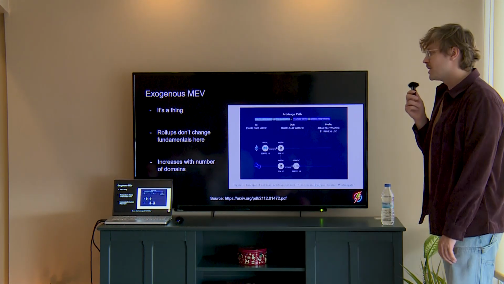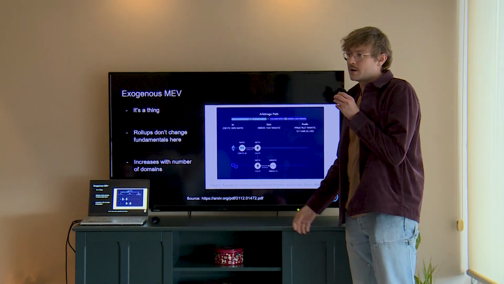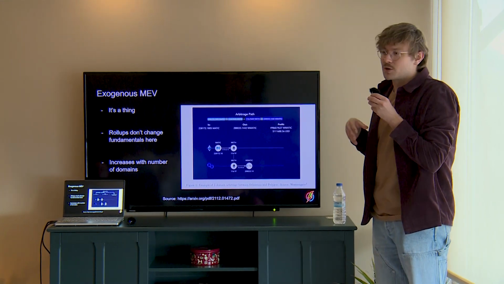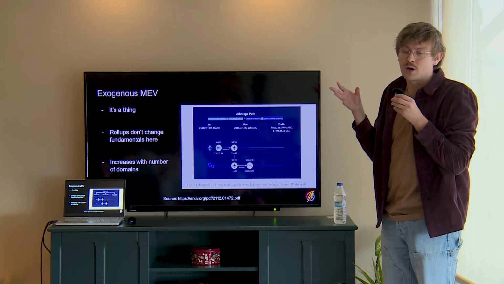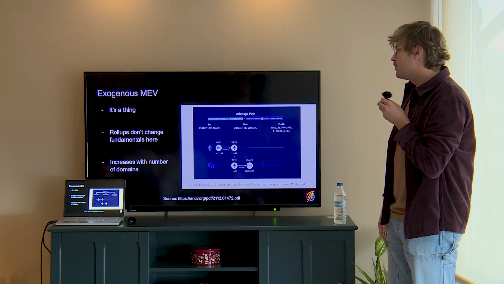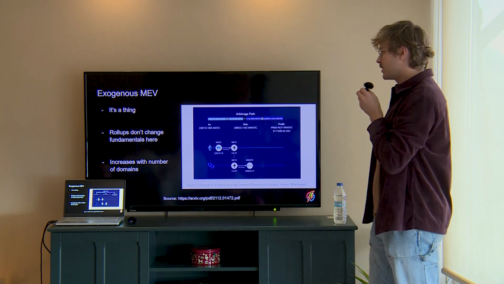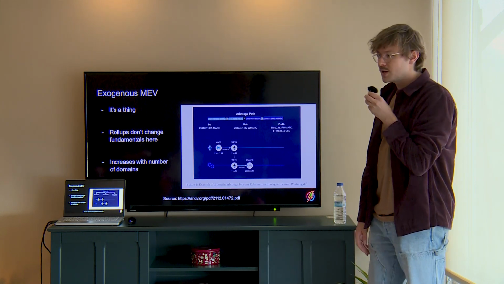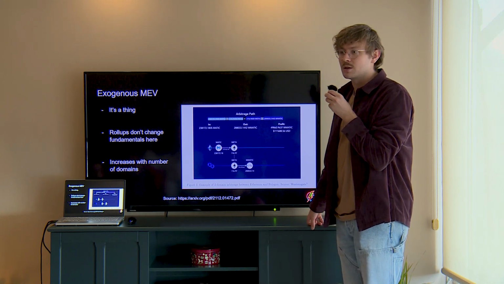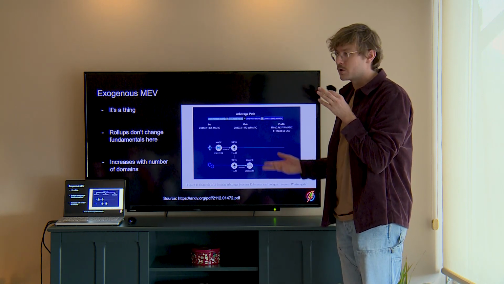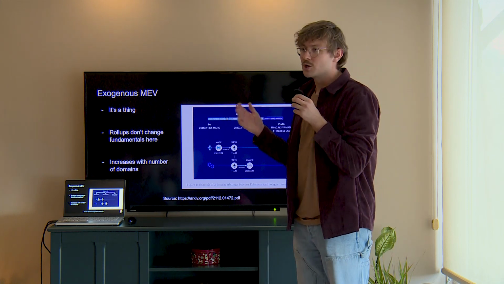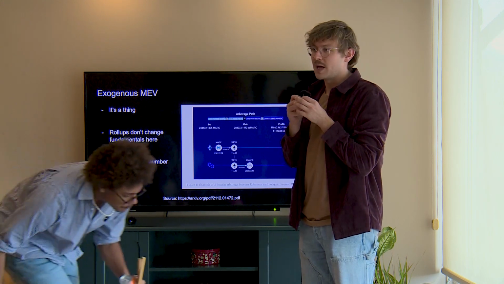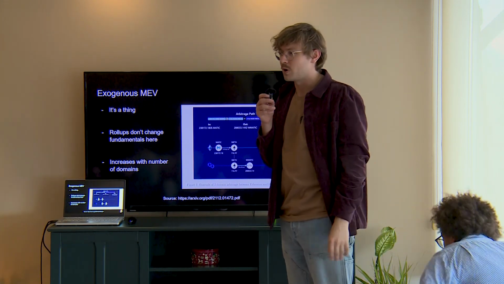So exogenous MEV, it's a thing. There's a paper on cross-domain MEV, check it out. The use of the word domain also expands it to Binance and other centralized exchanges. Rollups don't really change any fundamentals there, nothing big. One thing that is interesting is that it increases with the number of domains. That's really interesting in the CoW Swap model specifically. Although CoW Swap is minimizing MEV, the more domains that a CoW Swap format can handle, it actually increases the number of coincidences of wants. So that's pretty cool.